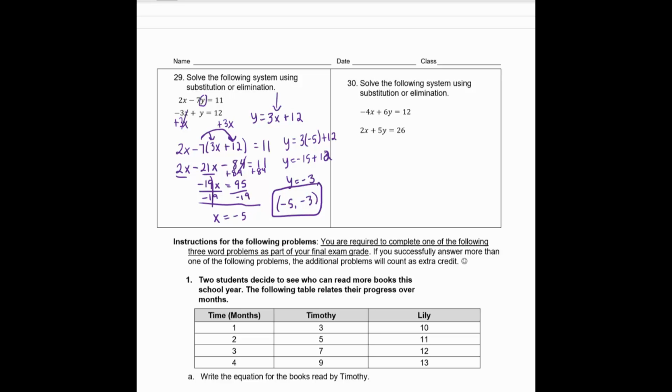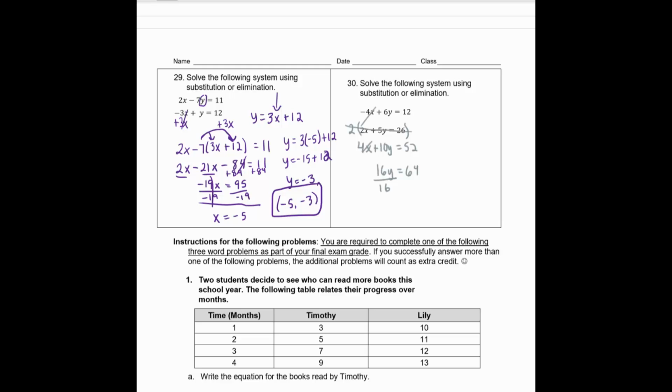I want to think of either in front of x or in front of y a way to get the same number. So it seems easiest right here to times by 2. And so that's going to give me 4x plus 10y equals 52. And then I'm going to ignore this equation and add the first and the third equation. So the x's cancel, and I get 16y equals 64.